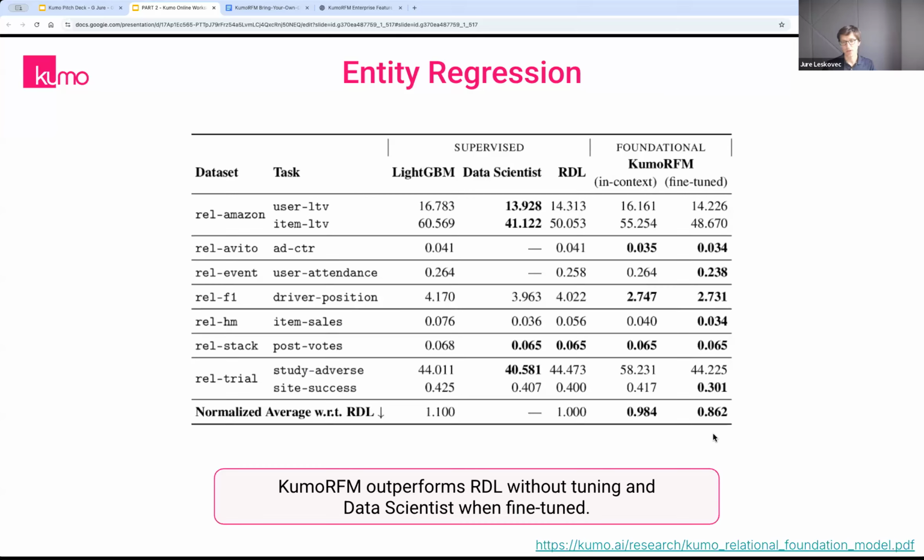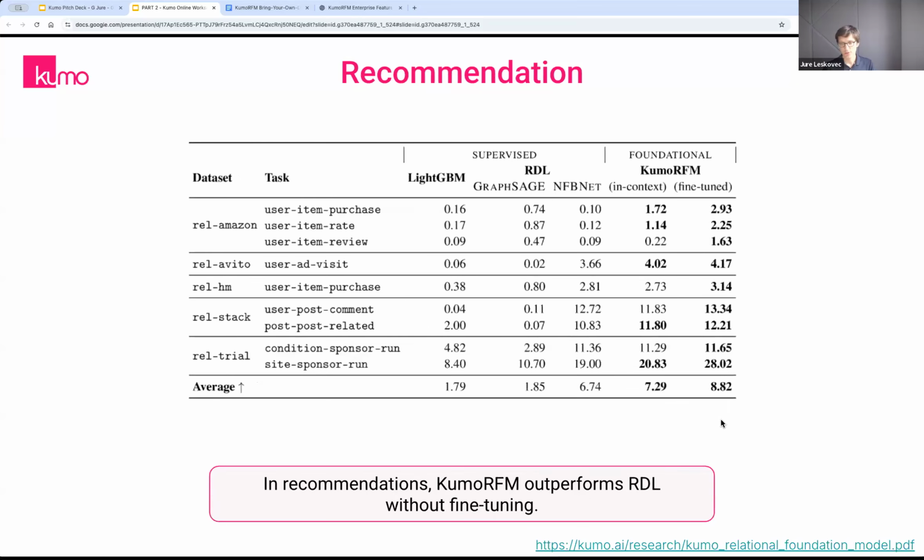The model is also able to do regression, and we see the same thing here. Basically, a favorable comparison, and this is error, so lower is better, to tree-based methods, to manually feature engineered models, RDL, in-context learning, and fine-tuning of the foundation model. So this is the regression type tasks. And of course, also in terms of recommendation, again, here higher is better.